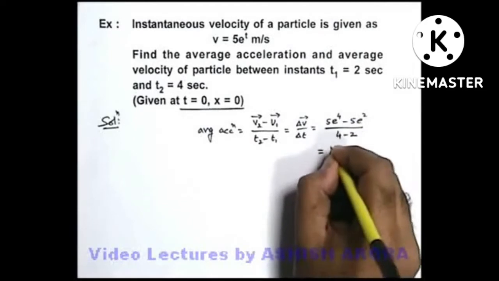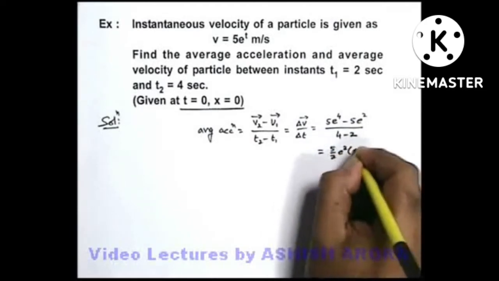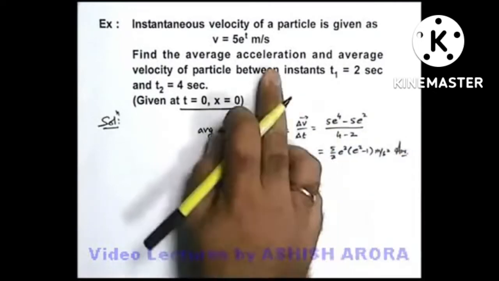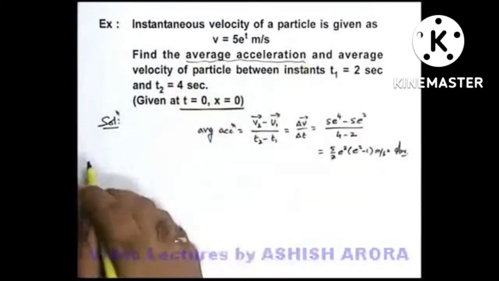So the result will be 5 by 2 e square into e square minus 1 meters per second square. This is the answer to the first part of the question, that is average acceleration.